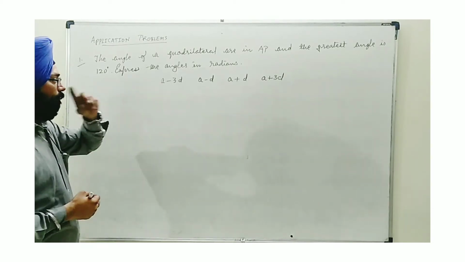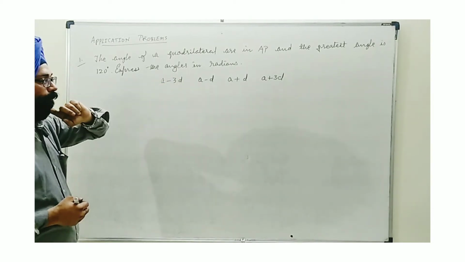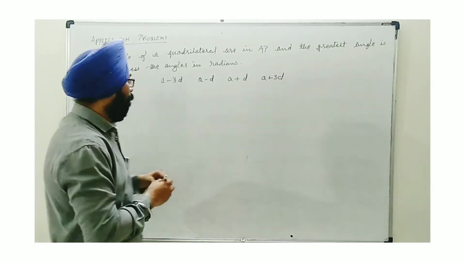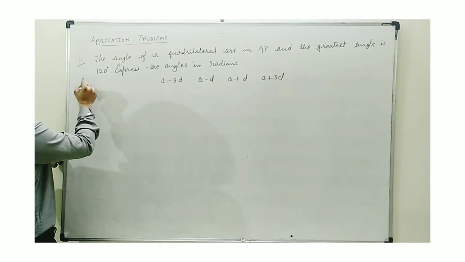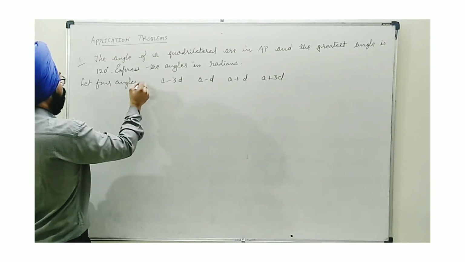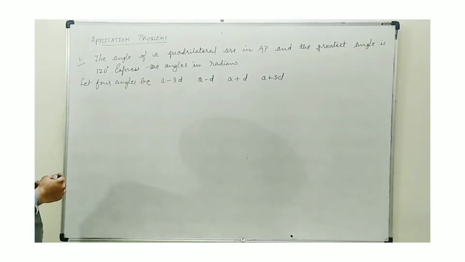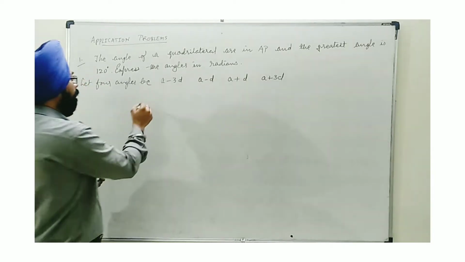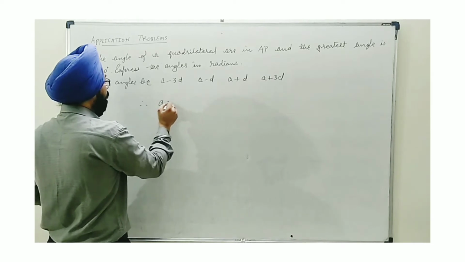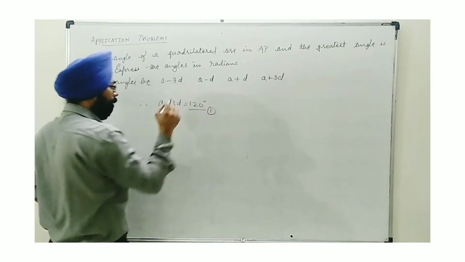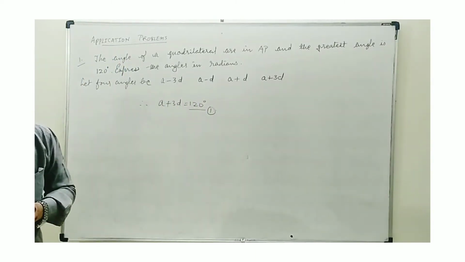Let's suppose four angles of the quadrilateral are given. Then obviously this is the smallest term, the first term, and this is the biggest one. These are the four angles of the quadrilateral which we require. Now we are given the condition that the greatest angle is 120 degrees. Therefore, we can say the greatest, A plus 3D, is equal to 120 degrees. Equation number 1 in terms of A and D we have obtained.